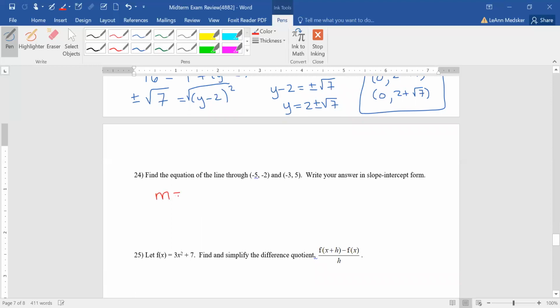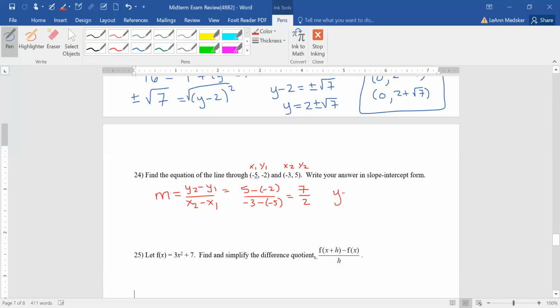So the first thing is you have to have slope to be able to write the equation of a line. So we're going to use the formula that says m, which is the slope, is equal to the change in y over the change in x, or rise over run. Remember, you can label these. These both come from the first ordered pair. These 2 come from the second ordered pair. So that would be 5 minus a negative 2 over negative 3 minus a negative 5. 5 plus 2 is 7. Negative 3 plus 5 would be 2. So my slope is 7/2.